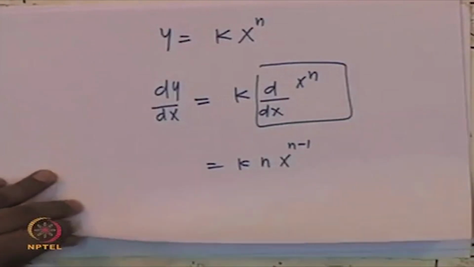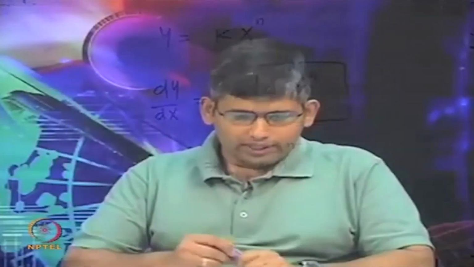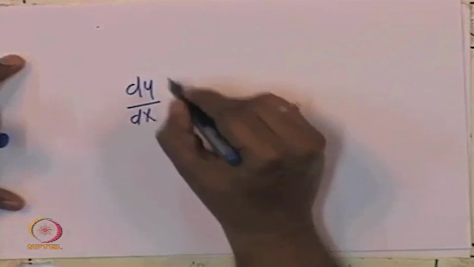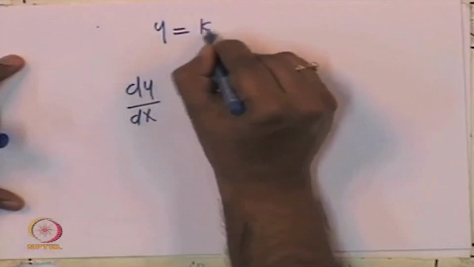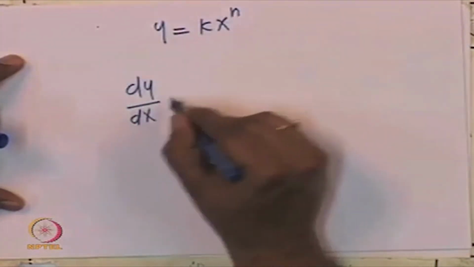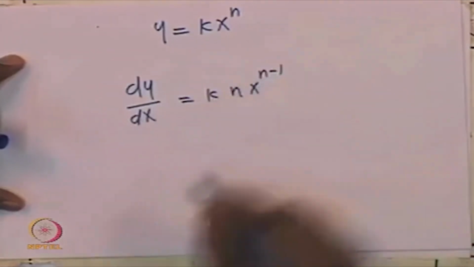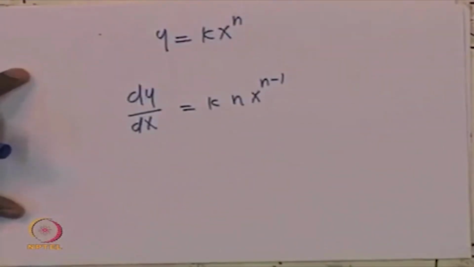Now, let us look at the next rule. There is one more thing which we should learn. Let me reiterate the first rule we learned: the generalized dy by dx, when y is k times x power n, is k times n x power n minus 1. This is what we have learned now.